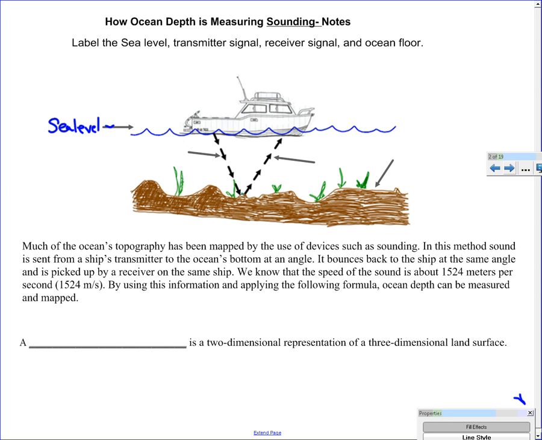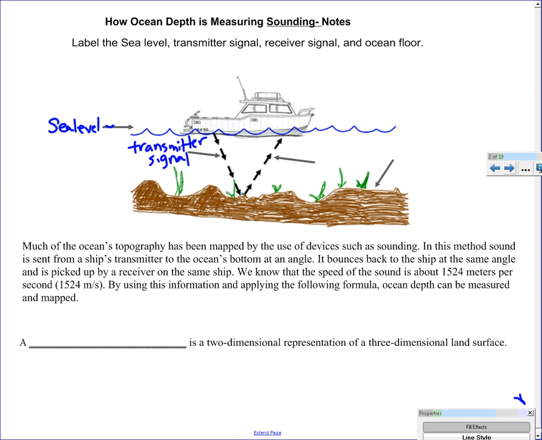Sounding or sonar works the same way. The boat will travel along sea level. Not only a boat, you may also have a plane that flies in the air and also travels above sea level, and it sends a signal down at an angle through the ocean. And when it sends a signal, what do you think that is called? This is the transmitter signal. It sends it down, and then it waits for that signal to bounce back.